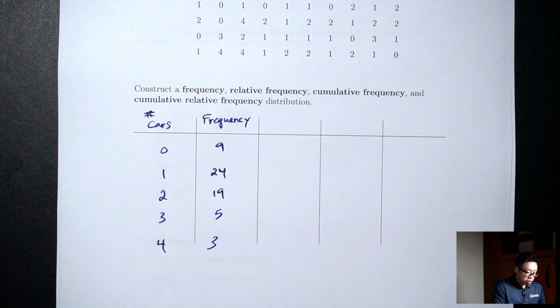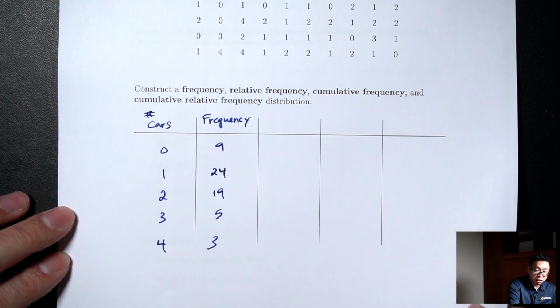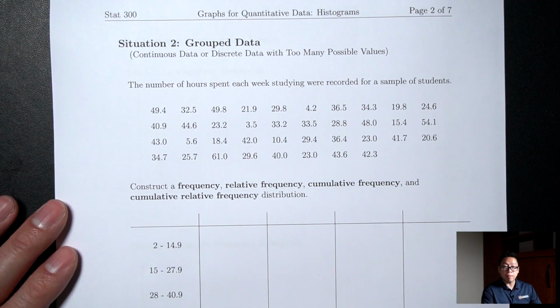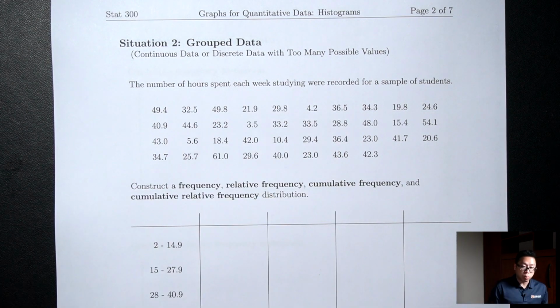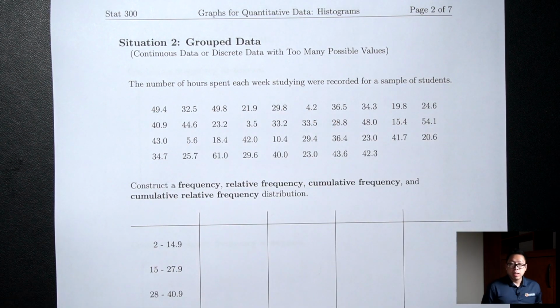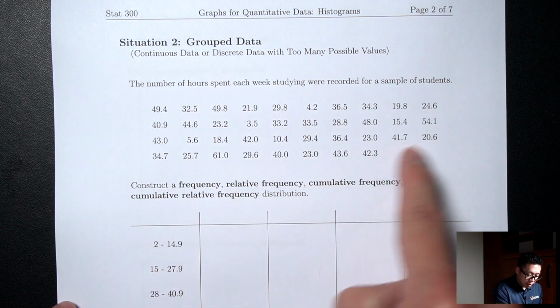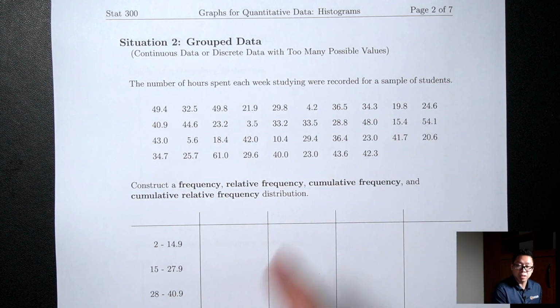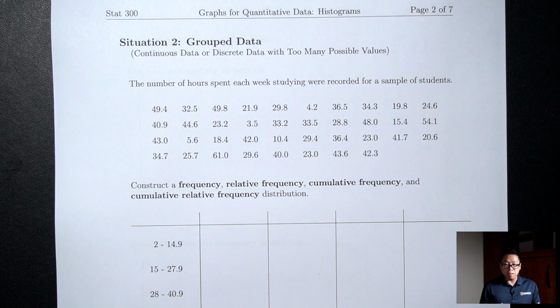Now, let me skip to situation 2 so that I can tell you the difference. Situation 2, the data we have here is number of hours per week that students spend studying. So we asked a bunch of students, how many hours per week do you study? And these are the answers. Now notice, if I look at the data set here, there's a whole bunch of different answers, right? This is actually continuous data. And continuous data, remember, is data where you can have any possible decimal as an answer. So 5.138 makes sense as a number of hours.